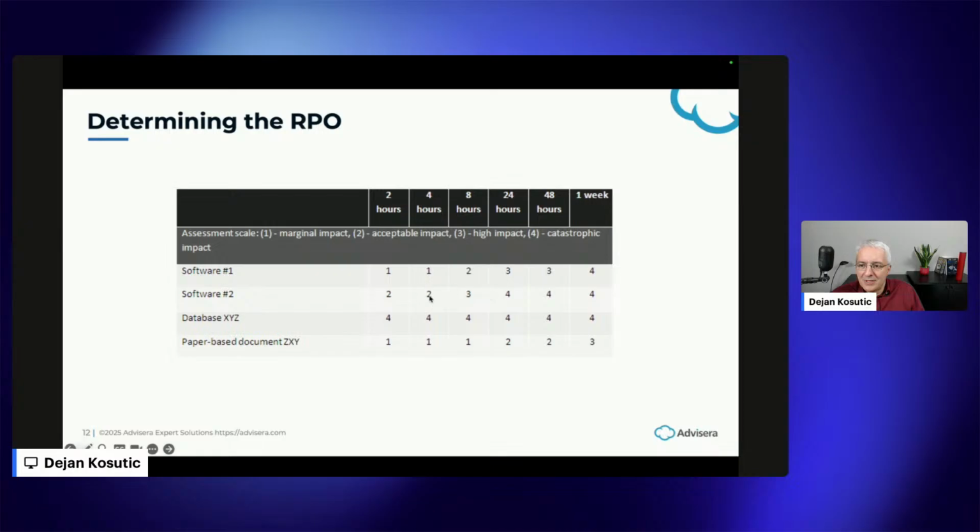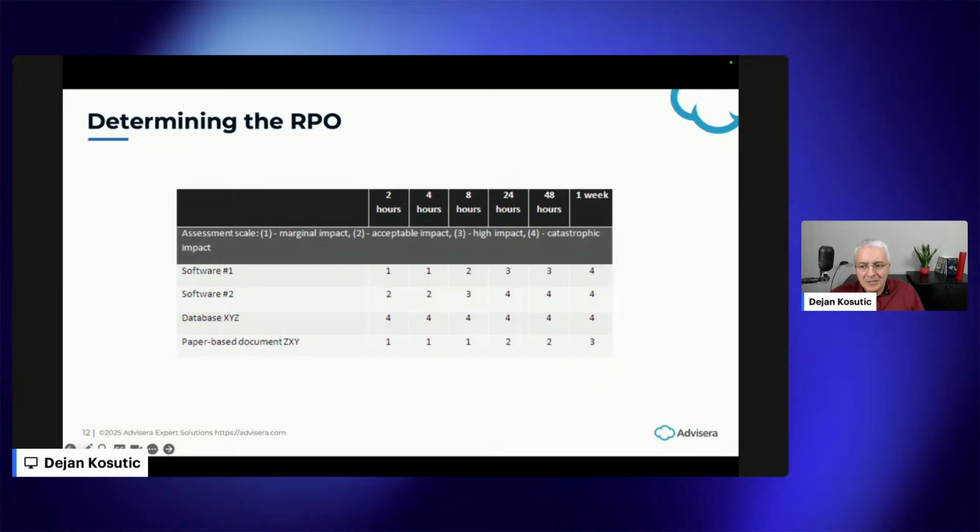Software 2 is a little bit more critical. As you can see, the impact is higher if you lose data. For some database here, the impact is already high after 2 hours, so it's catastrophic actually. And for paper-based documents, let's say that a higher impact is only after 1 week.